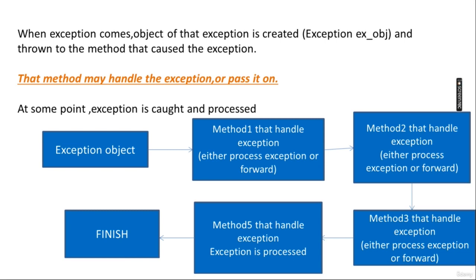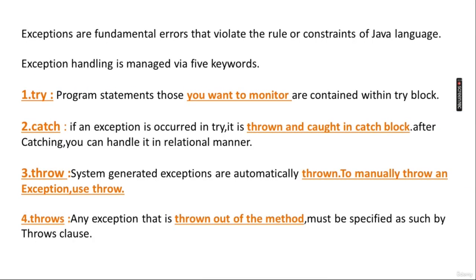So at least one method must catch and handle that particular exception, otherwise your program may crash. Exceptions are fundamental errors that violate the rules or constraints of the Java language. There are 5 keywords in exception handling. Try: the program statements you want to monitor are contained within the try block. Catch: if an exception occurs in try, it is thrown and caught in the catch block.